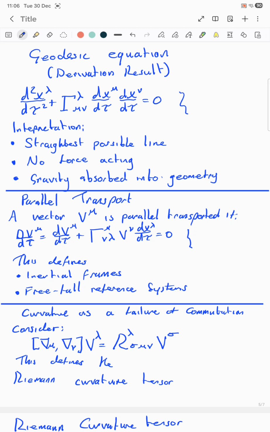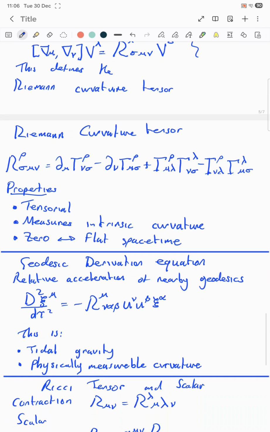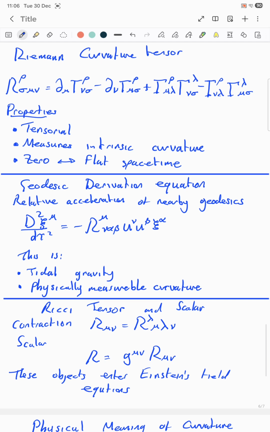Now, curvature as a failure of commutation. Now, we consider this. This defines the Riemann curvature tensor, which is given here. The Riemann curvature tensor has the properties that it's tensorial. It measures intrinsic curvature, and it is 0 in flat space-time. The geodesic deviation equation and relative acceleration of nearby geodesics is given here. Now this is tidal gravity and is physically measurable curvature.